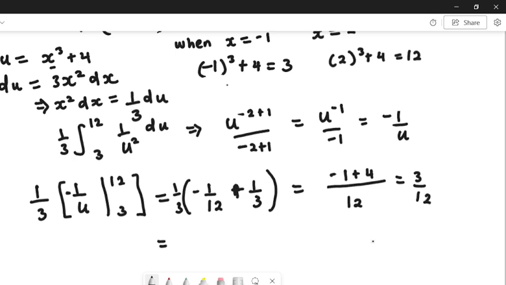Now we have our third, and then we have our 3 over 12, which is a quarter. If you simplify, you are left with 1/12 square units. So that's basically integration by substitution.